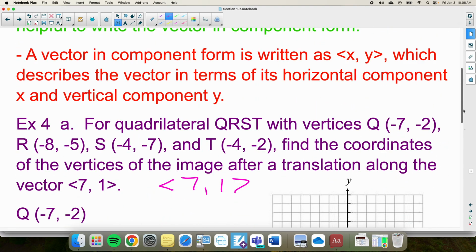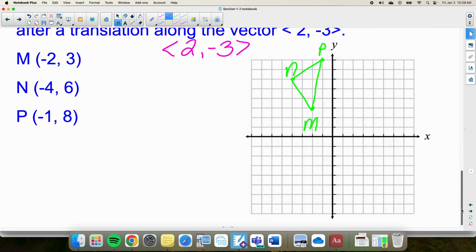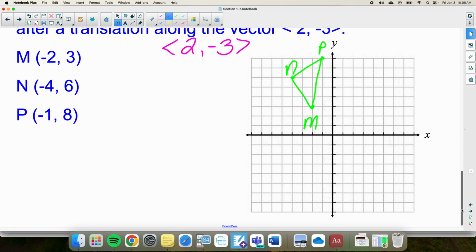Okay, so let's go ahead and do that. We're gonna go 2 to the right and 3 down for each point. 1, 2, down 3. 2 to the right, down 3. Don't be surprised if your new N ends up right on top of what your original M was. That can happen sometimes. And then if I go over 2, down 3, that is my M prime. And that is my figure. Okay?